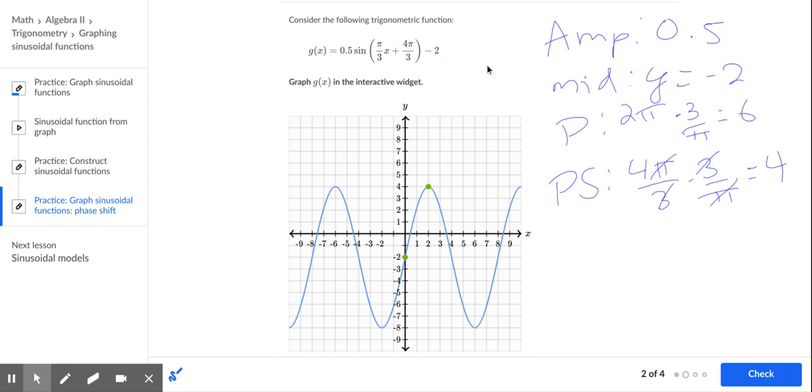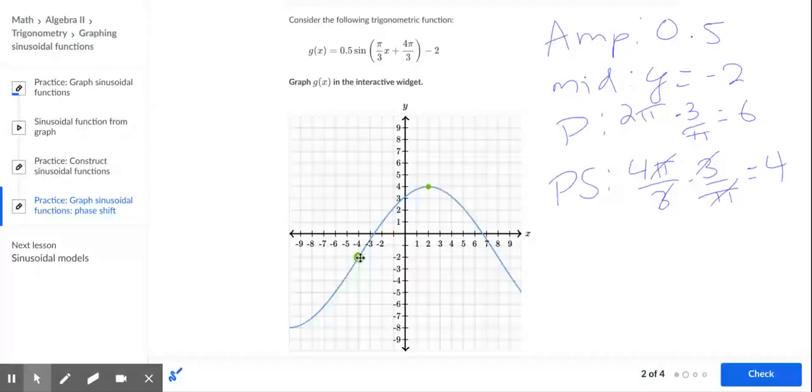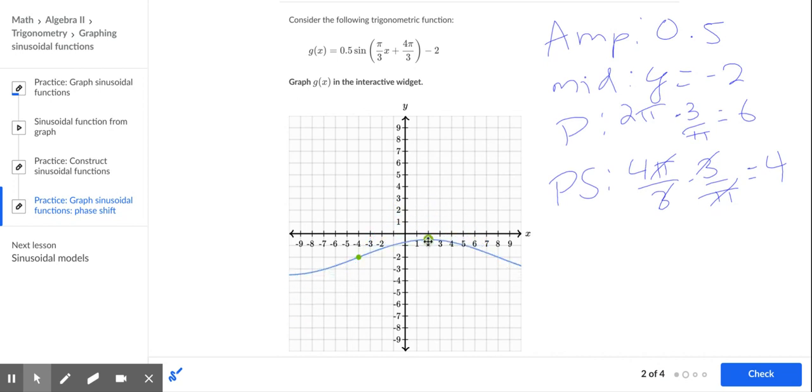That's the midline, right? And it's going to move which direction? 4. Well, it's positive, so it's going to move left 4. So we're moving over here to negative 4. So this is my new starting point, over here at negative 4. And then my amplitude is a half. So to get from negative 2 up a half is going to be negative 1.5. Remember, negative 2 plus the amplitude, so negative 2 plus a half is negative 1.5.